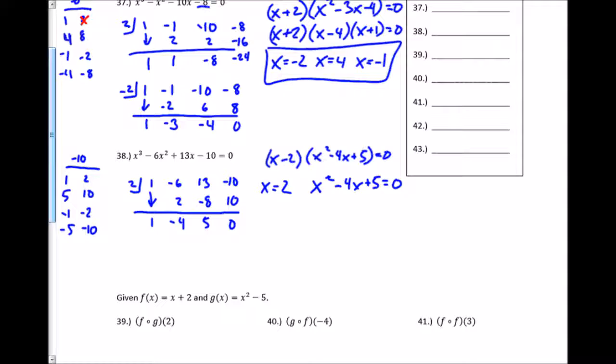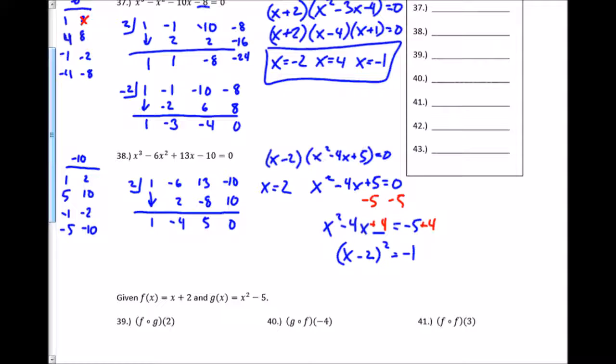Okay. This one I would do completing the square for, so I'm going to subtract the 5 from each side. X squared minus 4x, with a little space, equals negative 5. I do b divided by 2 and square it, which is the 4. I've got to add that to each side. This factors into an x minus 2 squared equals negative 1.